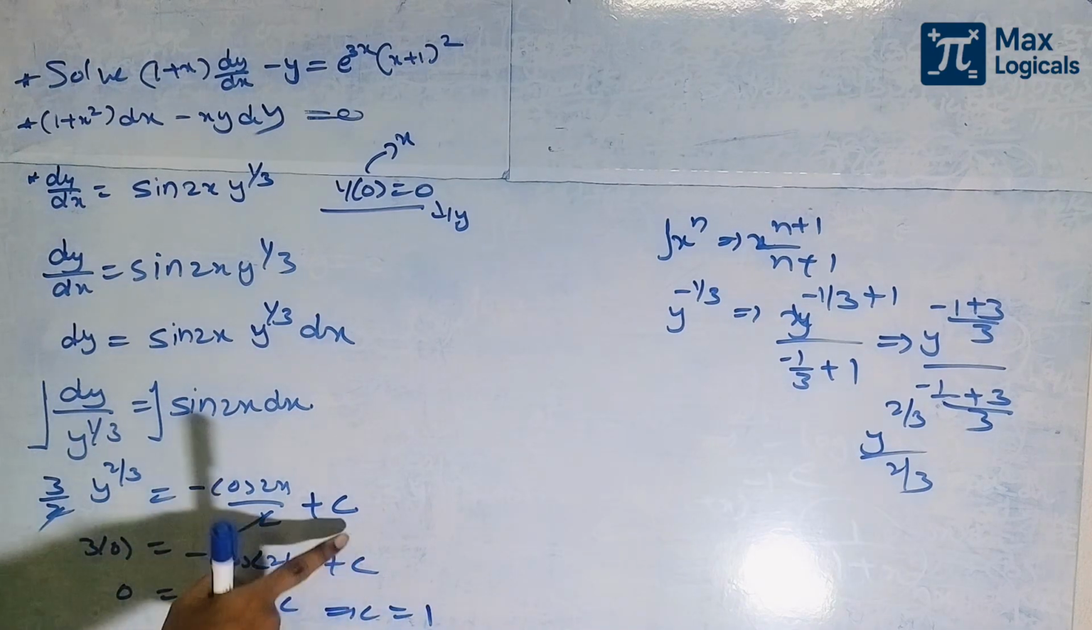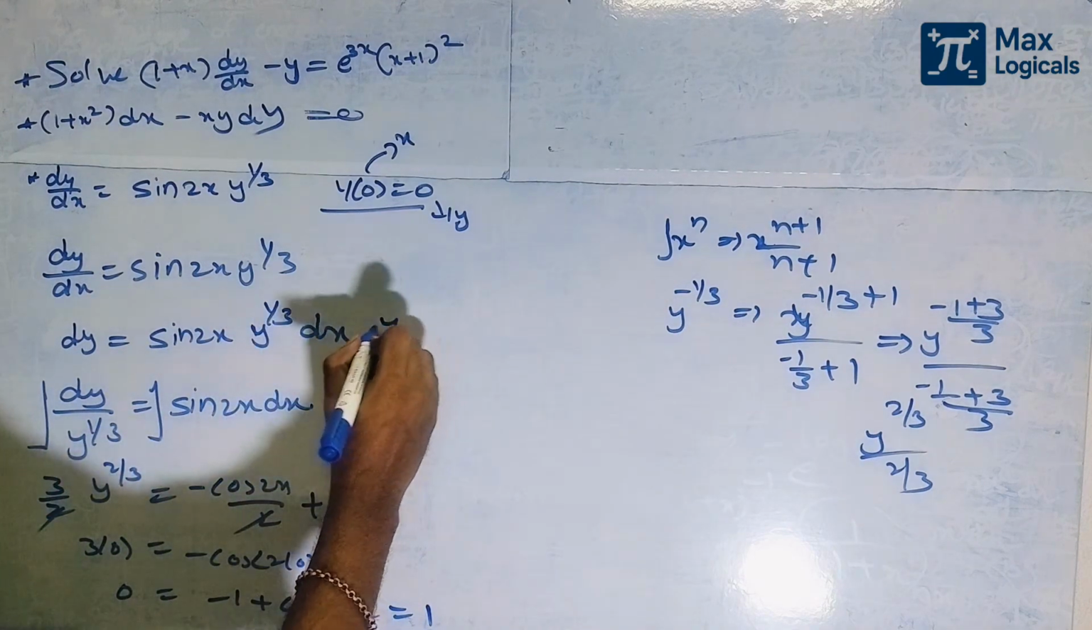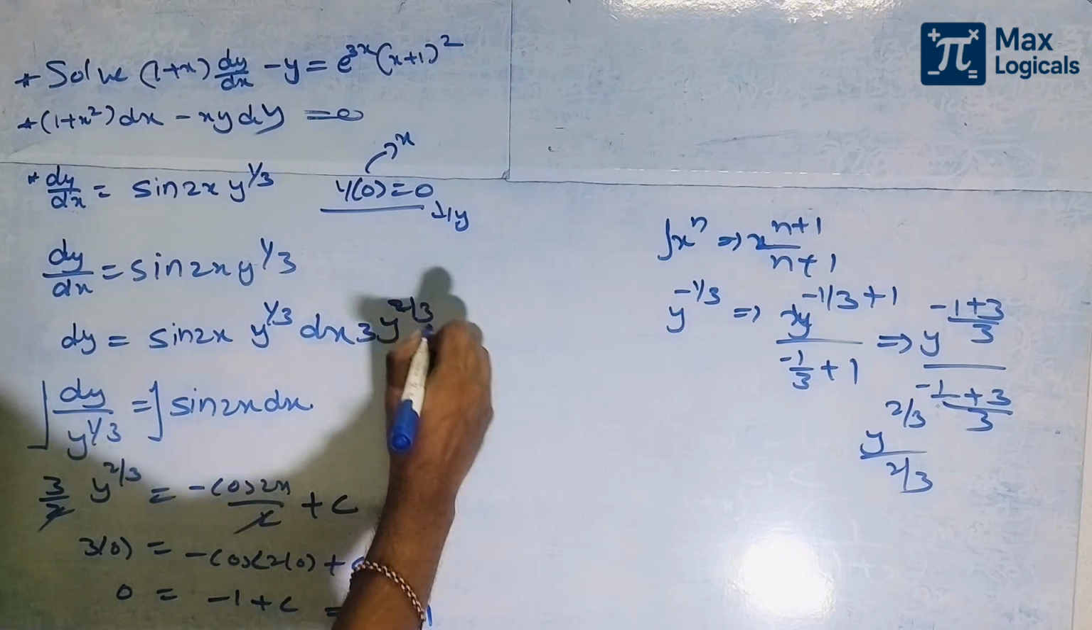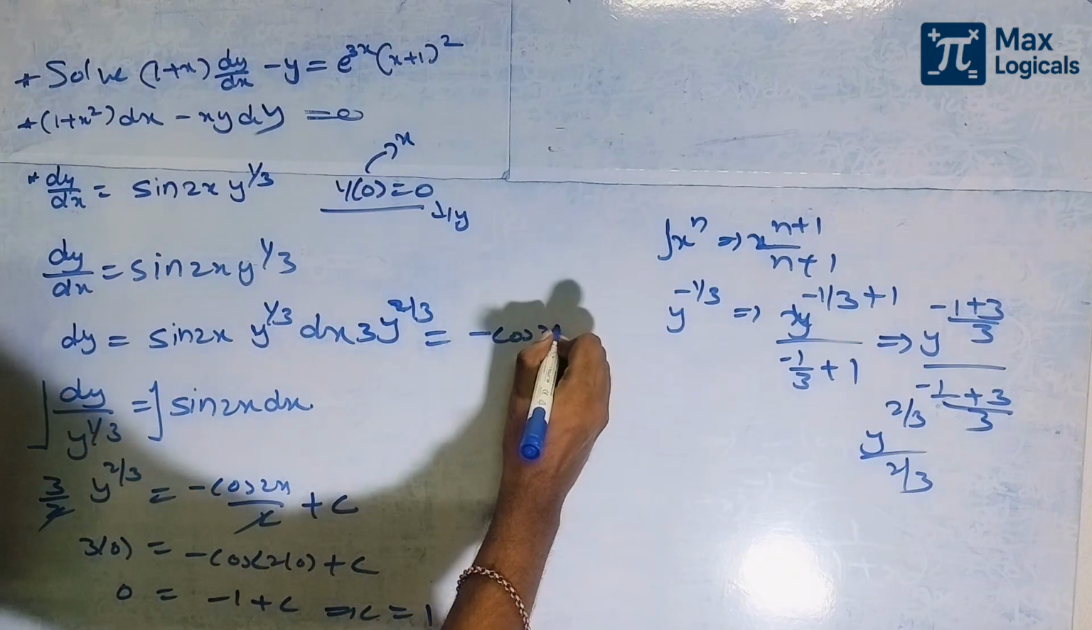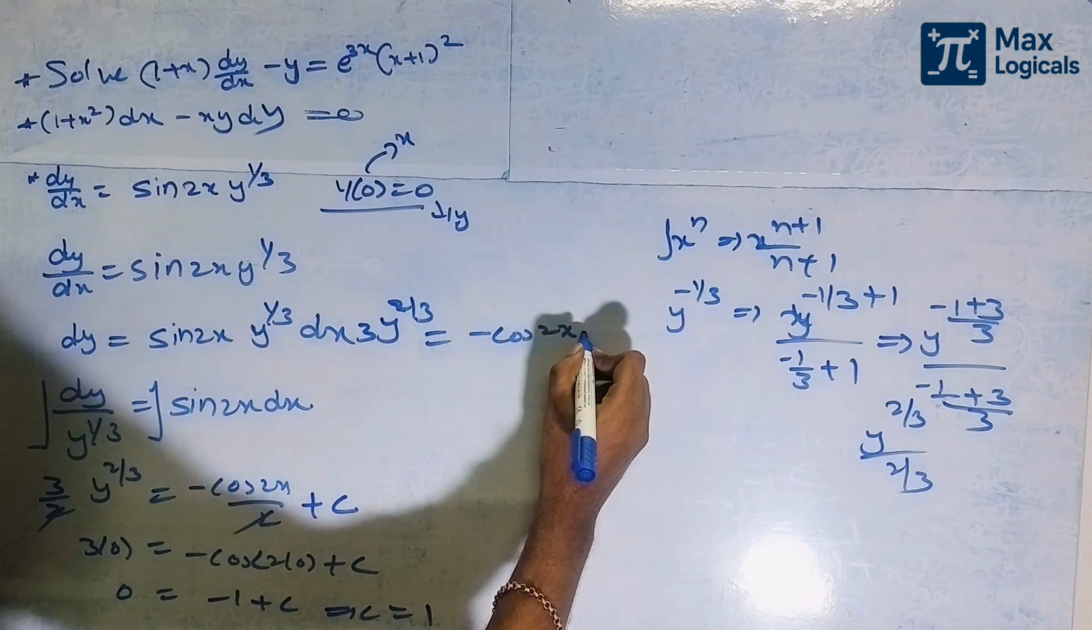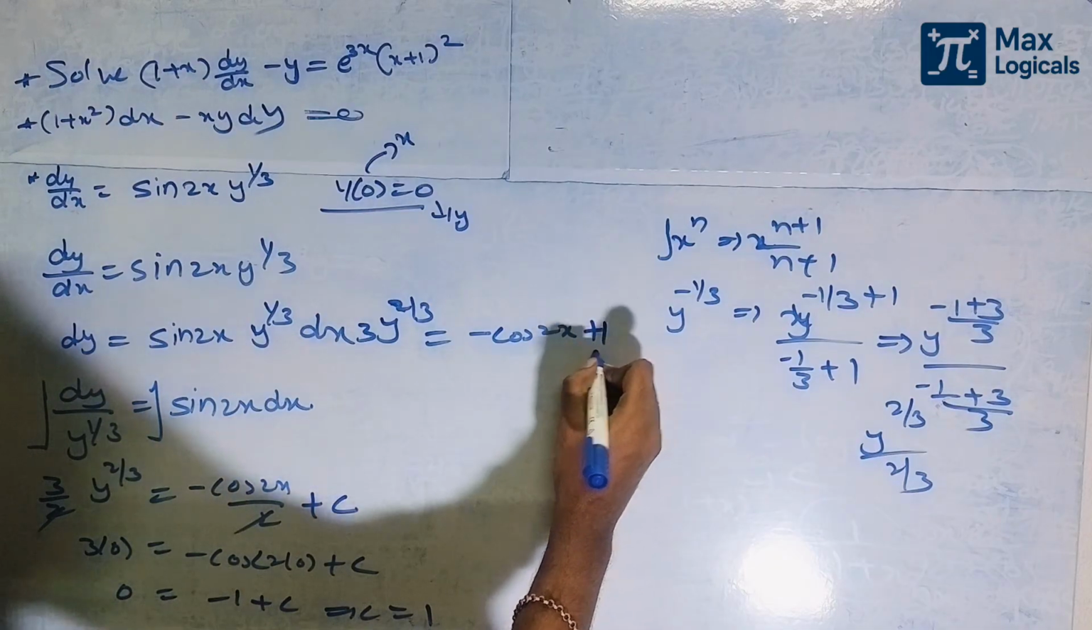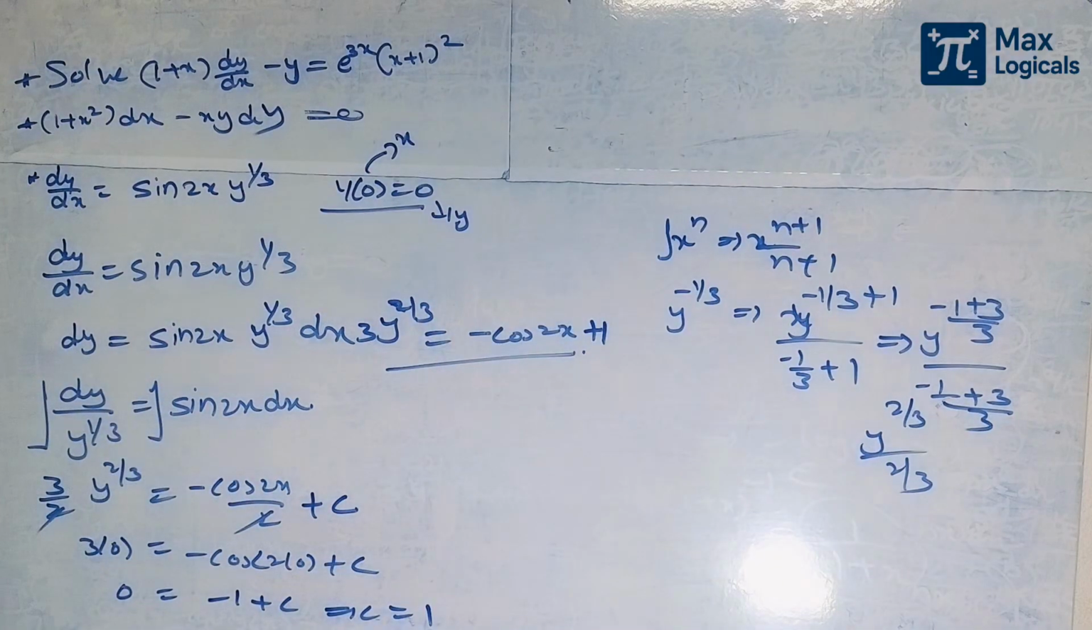Now substitute this value in the above general solution: 3 by 2 y power 2 by 3 equals minus cos 2x plus 1. This is our final solution of the given differential equation.